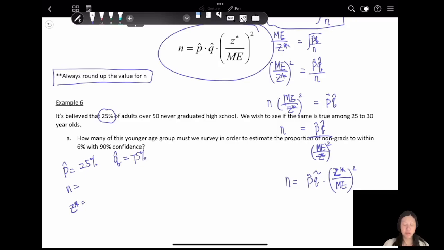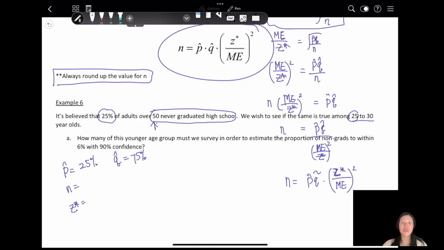Then it says 50 never graduate from high school. Does 50 mean the sample size? No, that 50 is just the age, over 50 years old. It's not the sample size, so it's distracting information. And here we have another number, 25 to 30 years old, which is the sample that we're trying to get.